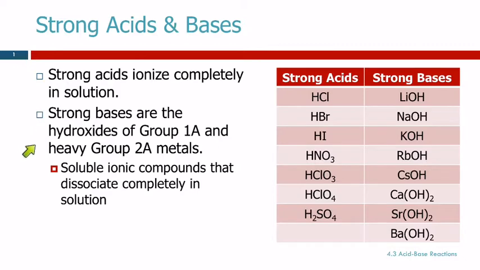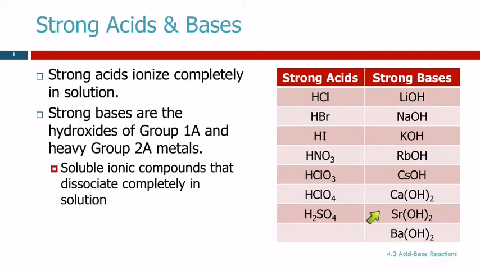So the strong bases are the hydroxides of the group 1A metals and the heavy group 2A metals. The heavy group 2A metals are the ones at the bottom of the periodic table. So that's calcium, strontium, and barium. The group 1A metals are all soluble in water because of that rule. All group 1A ionic compounds are soluble.